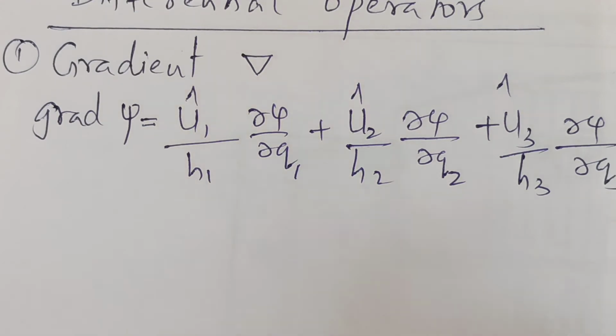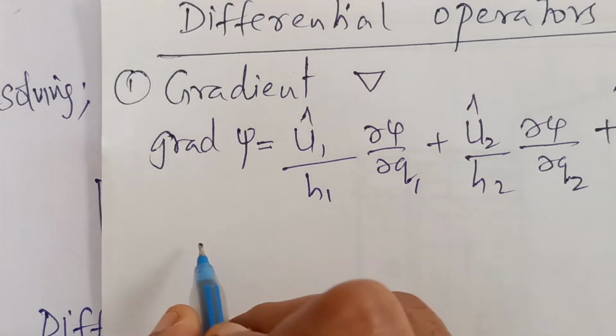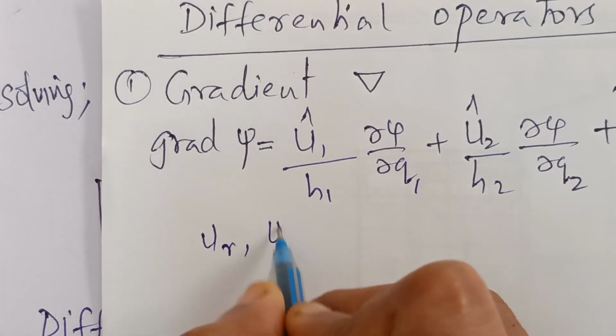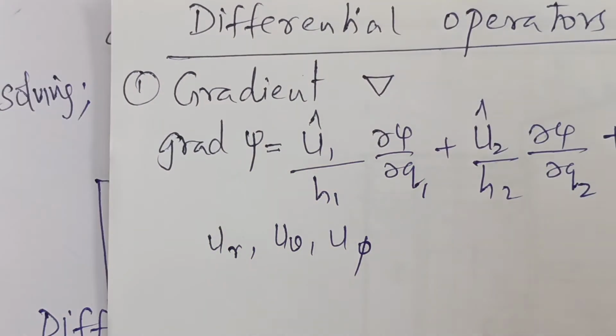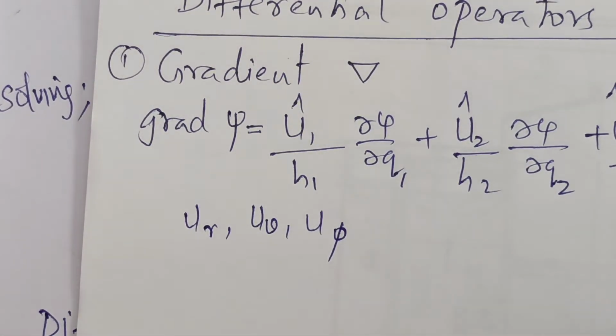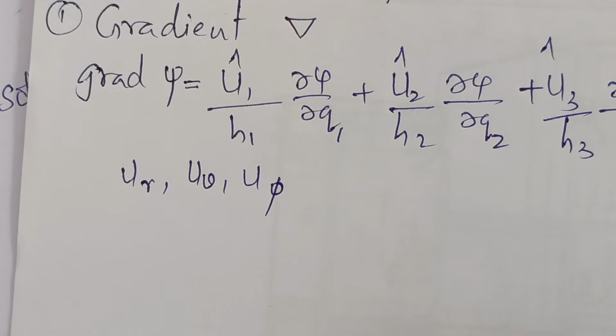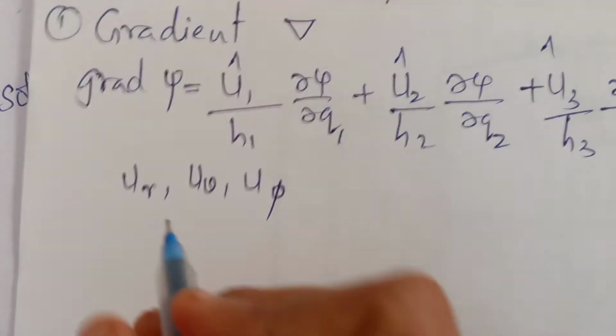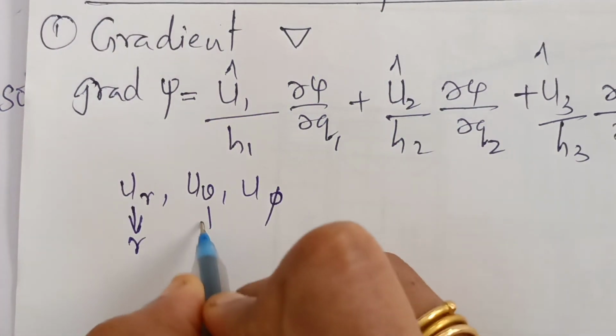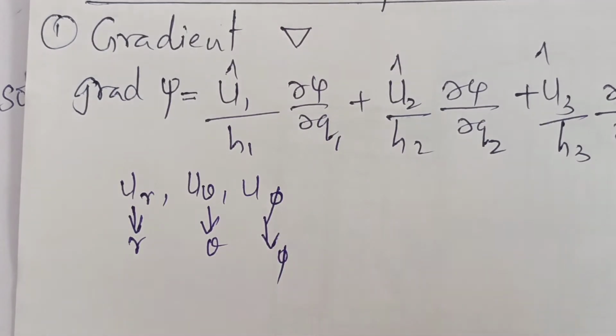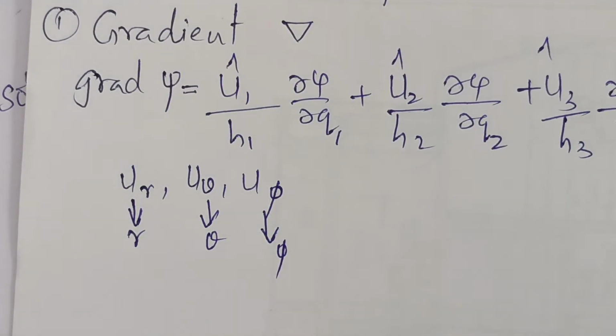Now, in the polar coordinates, what are the coordinates we are having? We are having u_r, u theta and u phi, instead of u1, u2 and u3. That is, u_r means along r, then theta and along phi: r, theta and phi, the distance, polar angle and azimuthal angle. They are all unit vectors.